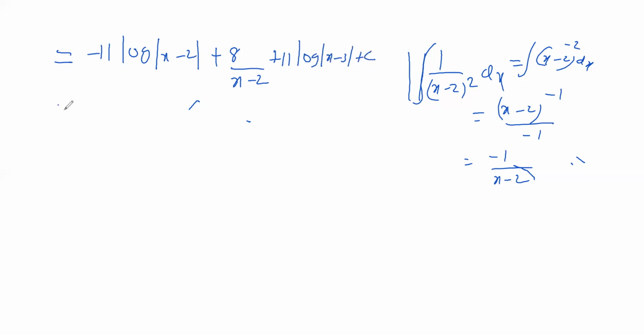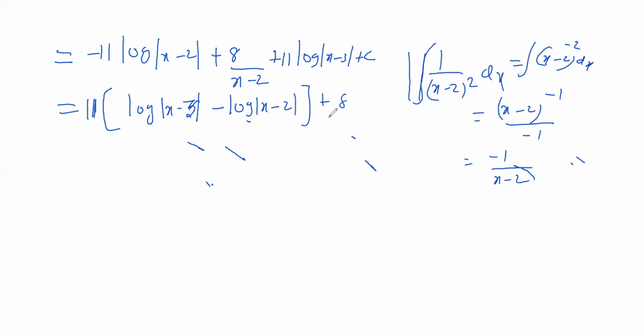So integration is over. Now we are just simplifying. Now you write 11 log x minus 3 minus 11 log x minus 2, right? In both the terms 11 is constant. So taking it outside, I am writing log x minus 3 first, then minus log x minus 2, okay, plus 8 by x minus 2 plus c.